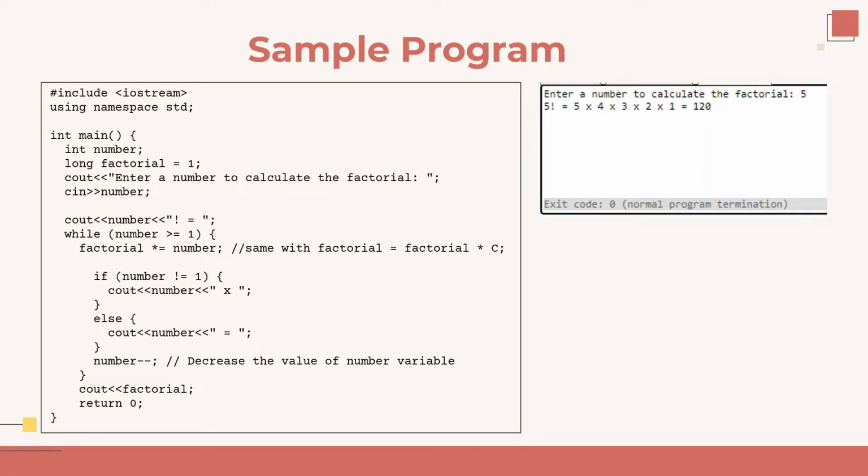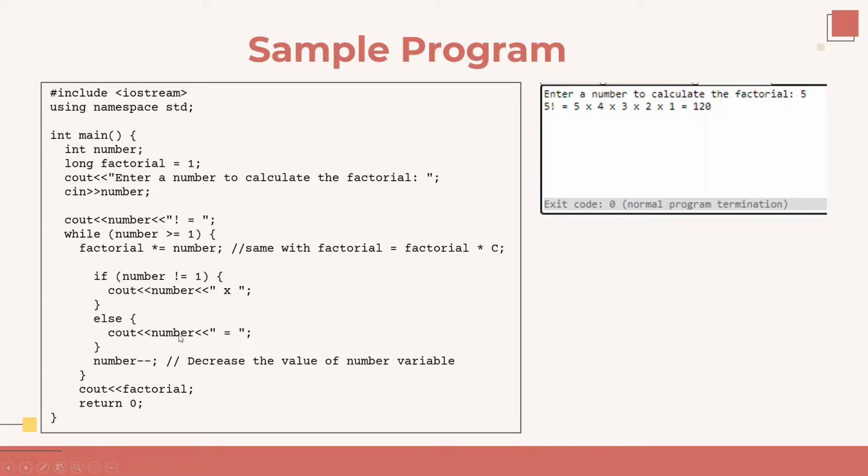While number more than 1, we calculate the factorial by this statement: factorial, star, equal sign, and then number. It means that we calculate the factorial by multiplying factorial by number. If the number is not equal to 1, cout number and then add the x letter, the x letter equal to the multiply sign.